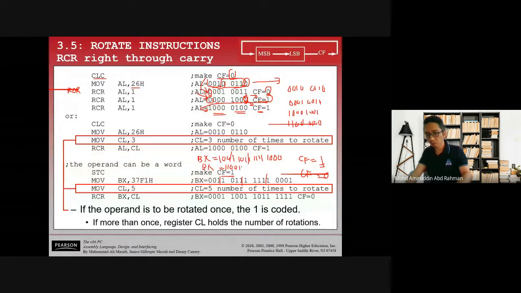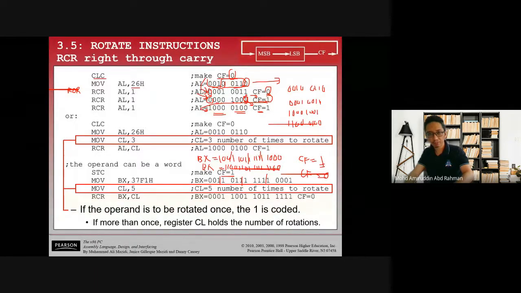Next. 1101, yes, and then next is 1111, yes, and then last one 1100. Okay, good. Thank you, Hayani. So we have two times of BX already. So how about the third one?